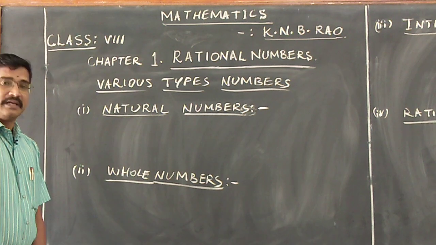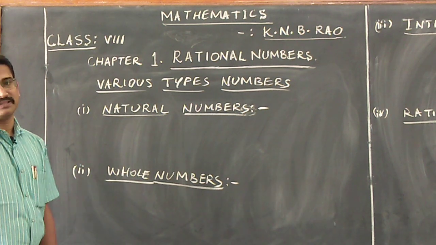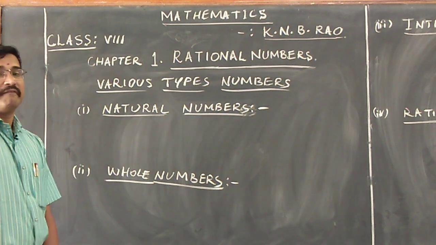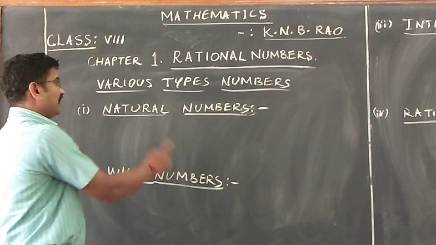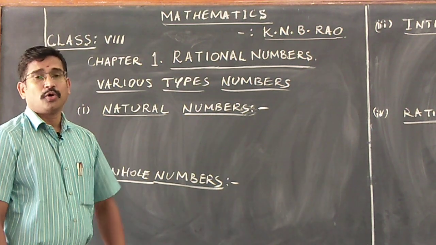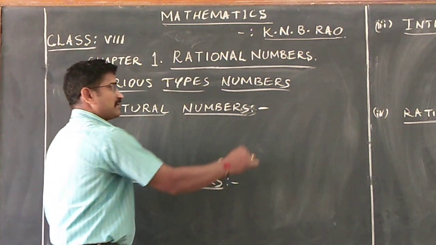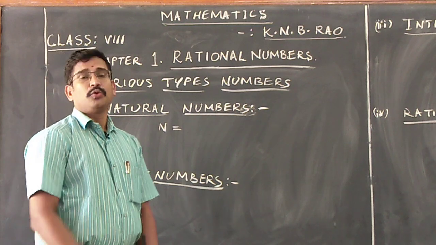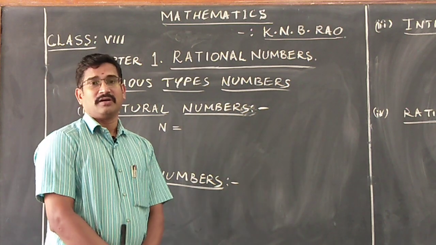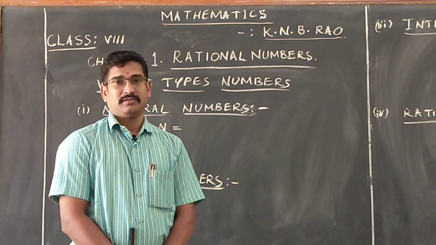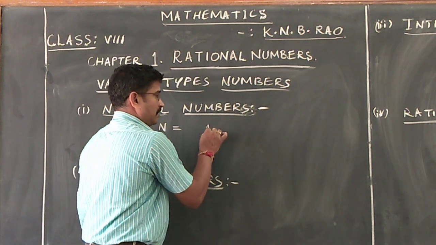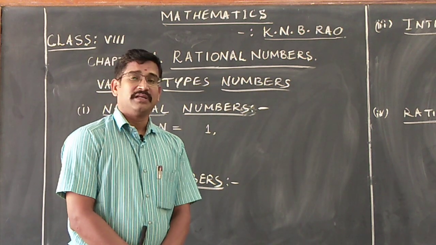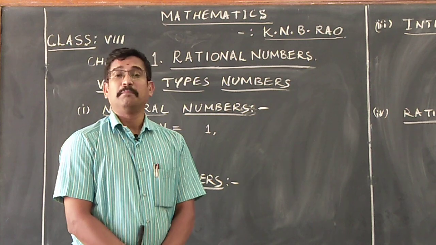Children, in introduction, the first important thing that we have to recollect is various types of numbers. In various types of numbers, first thing is natural numbers. You know, natural numbers are represented by using the letter capital N, and you know that to count the things in nature we need numbers. The first number that we use for counting is 1, and normally to count things we use complete numbers.